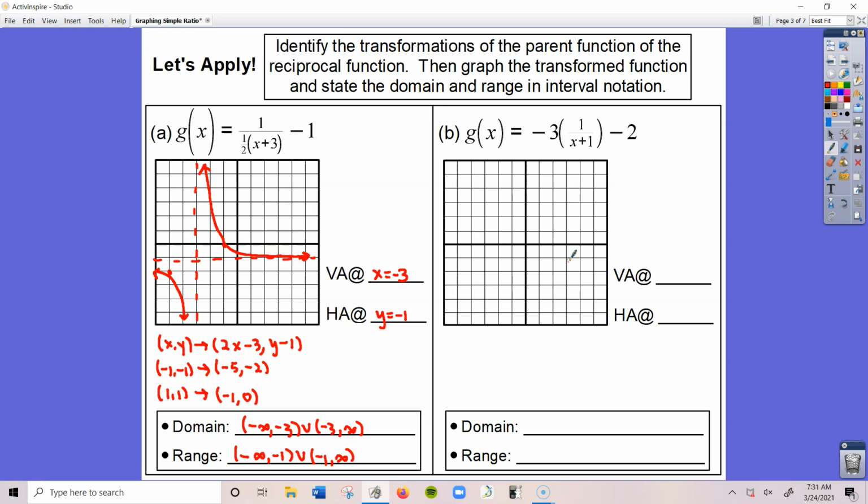Let's look at this last one here. Our vertical asymptote is going to be at x is equal to negative 1. Since remember, you can either just think about switching the sign or make this denominator equal to 0 and solve for x. A horizontal asymptote is a number that is added or subtracted at the end, so y is equal to negative 2. So I'm going to put these asymptotes on my graph. X is equal to negative 1, and y is equal to negative 2.